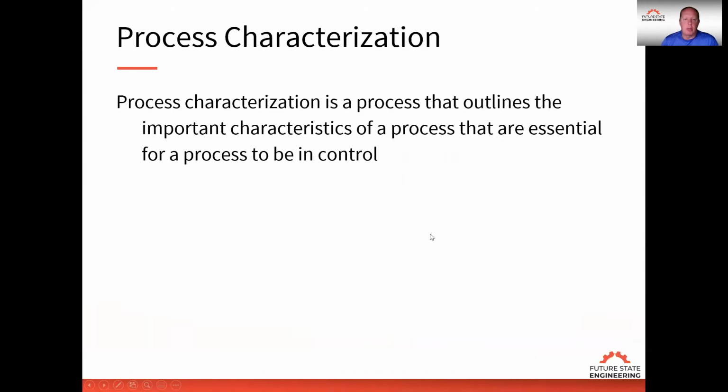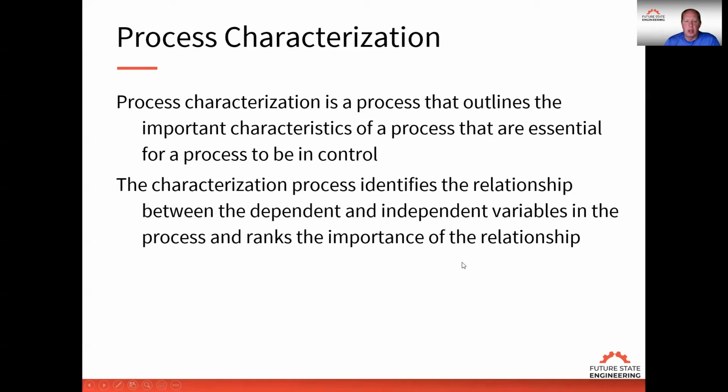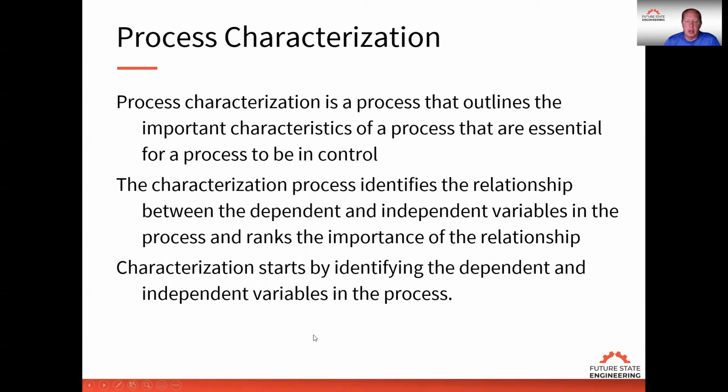So first question is, what are independent, what are dependent variables? When we look at the process, we want to understand what are the important characteristics of the process that are essential for the process to be in control. It identifies the relationship between those two variables and also ranks the importance of a relationship of those two variables. It starts with identifying the dependent variables and independent variables in the process.